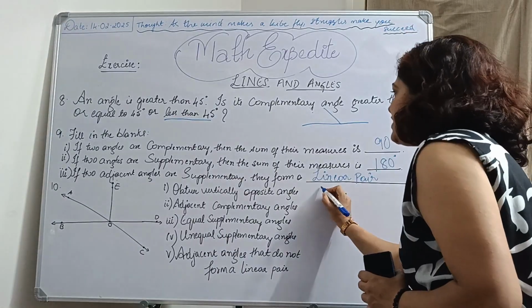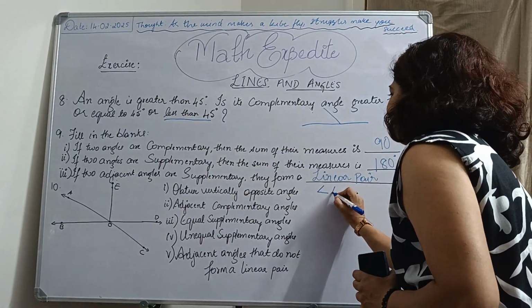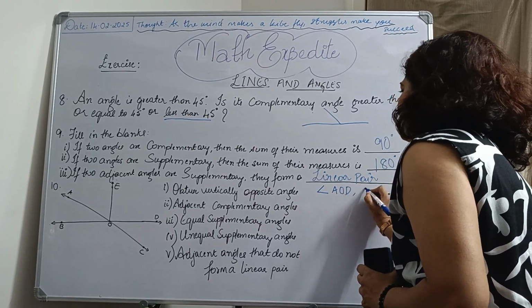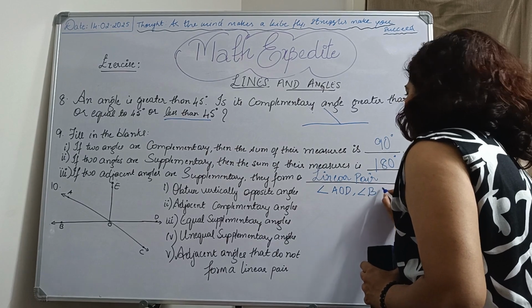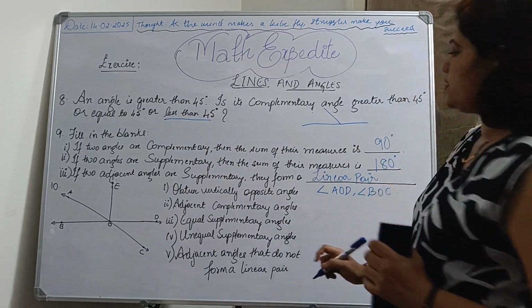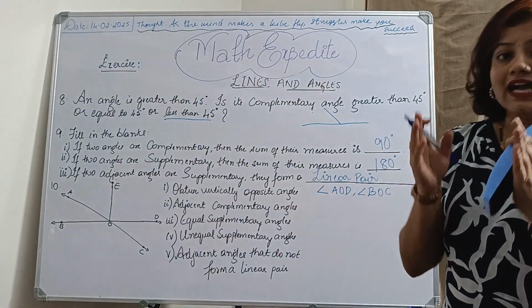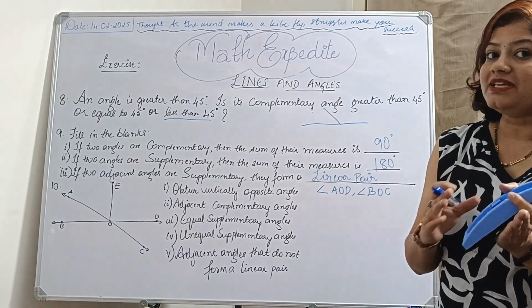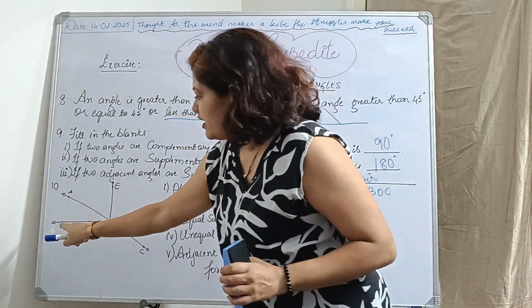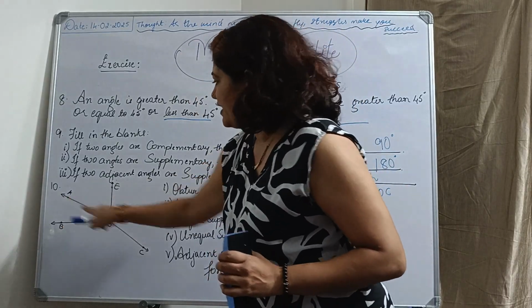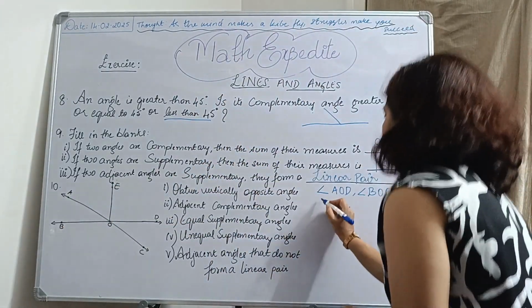Okay. So let us write it down. Angle AOD and angle BOC. So next one. Adjacent complementary angles. They are asking adjacent angles and complementary. So the sum is 90 degree. So are these complementary angles here? BOA and AOE? Yes. Okay.